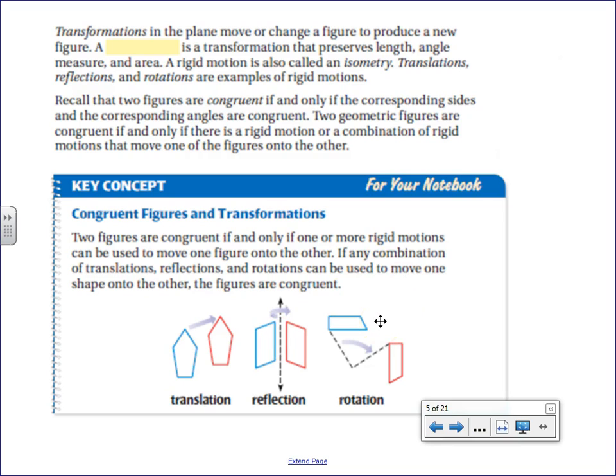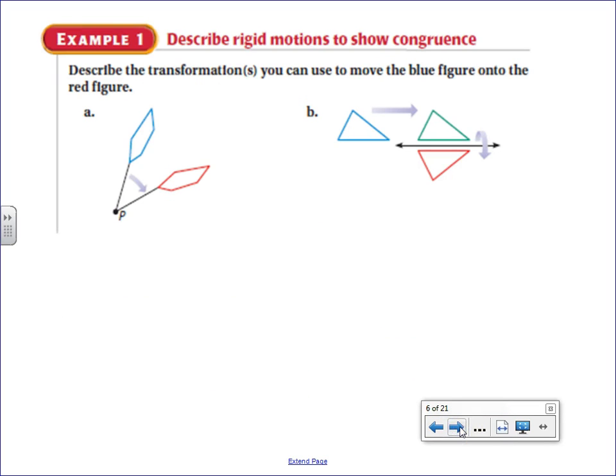Notice figures are congruent if and only if the corresponding sides and angles are congruent. So we can move the figure, it still maintains the same shape and size. We can flip it across a line, same thing. We can rotate it around a point, same thing. So let's take a look at the rigid motions that we use to perform this congruence, to move the blue figure onto the red figure.